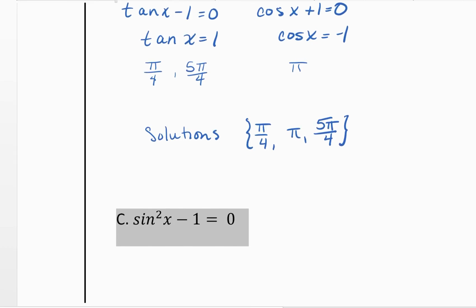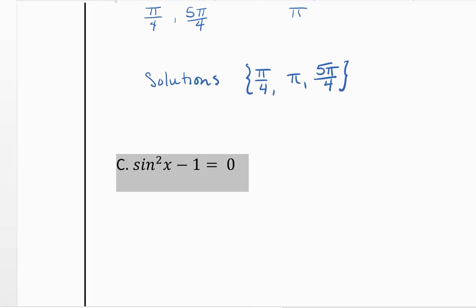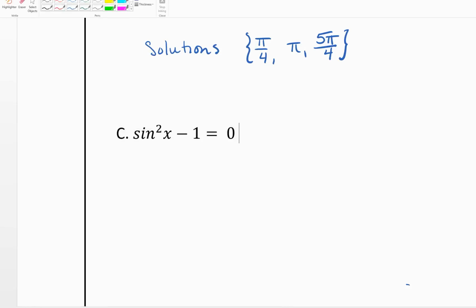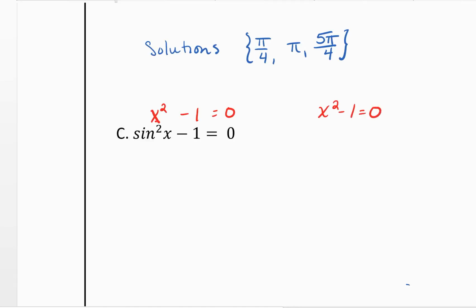Okay, we have one more we're going to look at here. So here we have sine squared of x minus 1 equals 0. And we want to think about this one kind of like we did the first one. So we want to think about how we would solve x squared minus 1 equals 0. And if we had that, we'd say, oh, well, x squared minus 1 is a difference of squares. It factors as x minus 1, x plus 1 equals 0. And then we would set each of those pieces equal to 0.